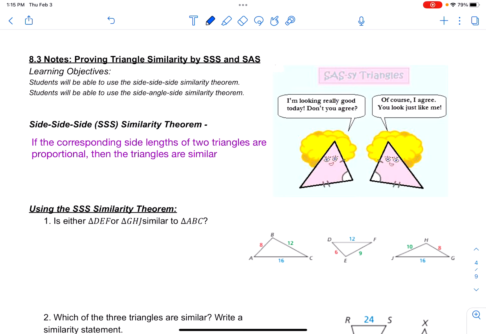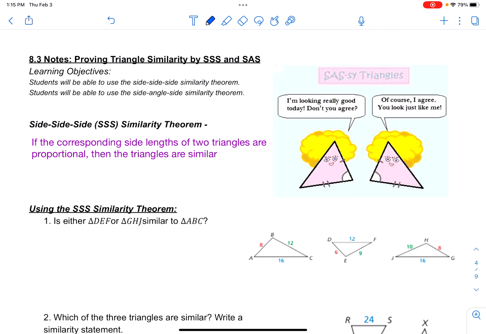So for side, side, side similarity, pretty self-explanatory. If the corresponding side lengths of two triangles are proportional, then the triangles are similar. So that means that all three sides have to have that same ratio for the triangles to be similar.